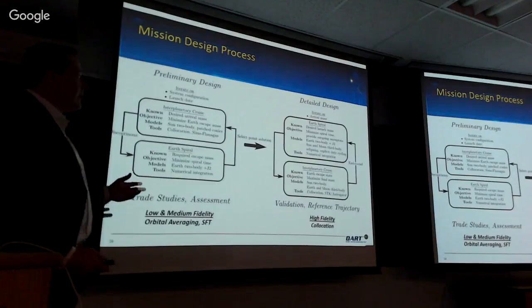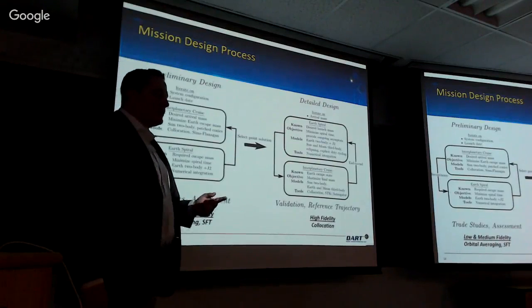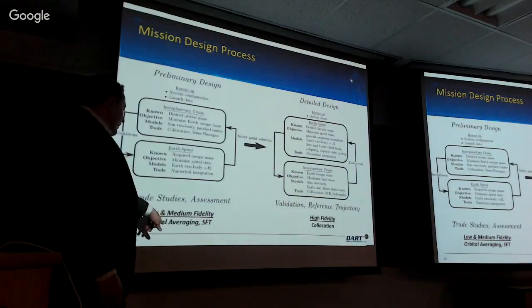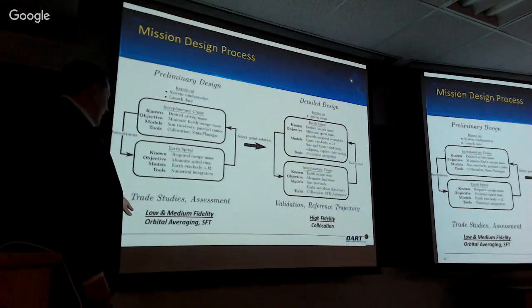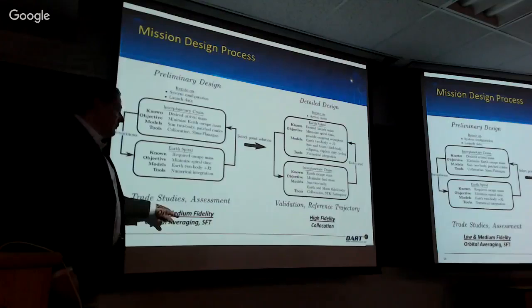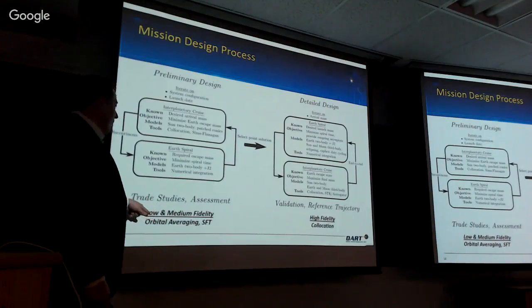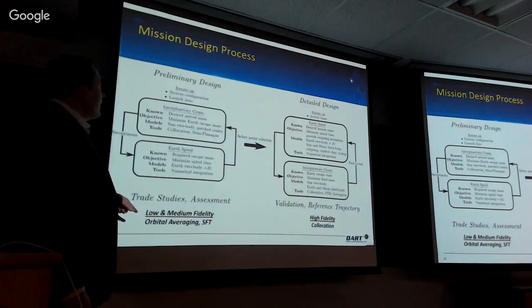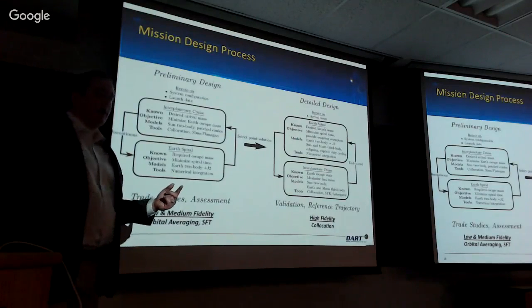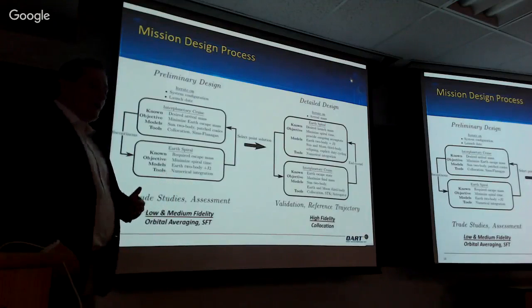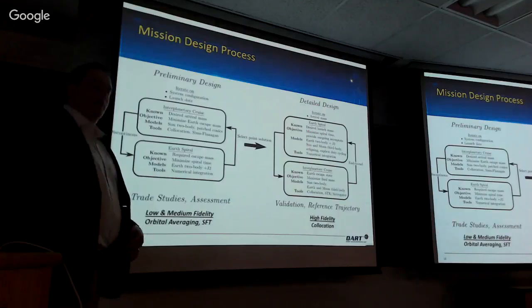So the preliminary and detailed design are using some of these methods that I just talked about. Ignoring all this stuff, the initial trade study step, we're using orbital averaging and Sims-Flanagan transcription. So medium fidelity and averaging out the fast variable. The reason we do that is we need to know all sorts of information about configuration, launch date. You can't just wait a month to get one solution and tell other engineers that you understand the design space.